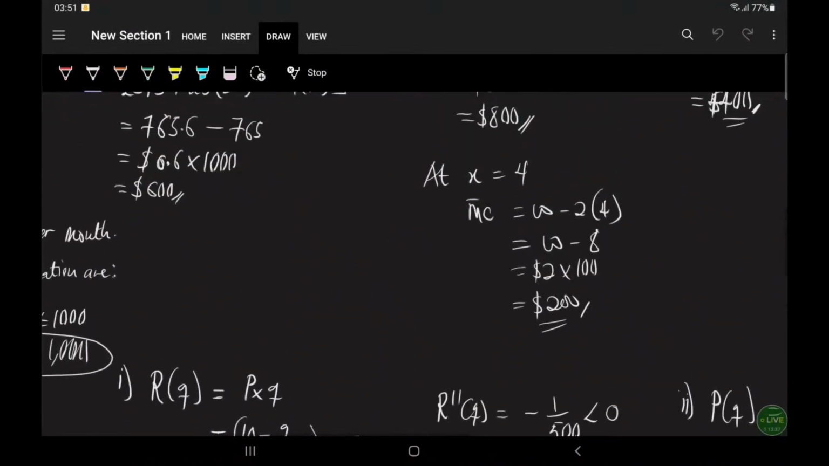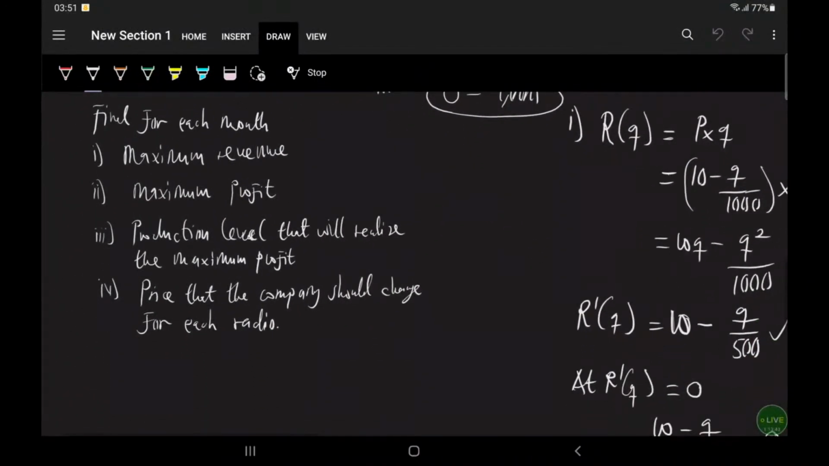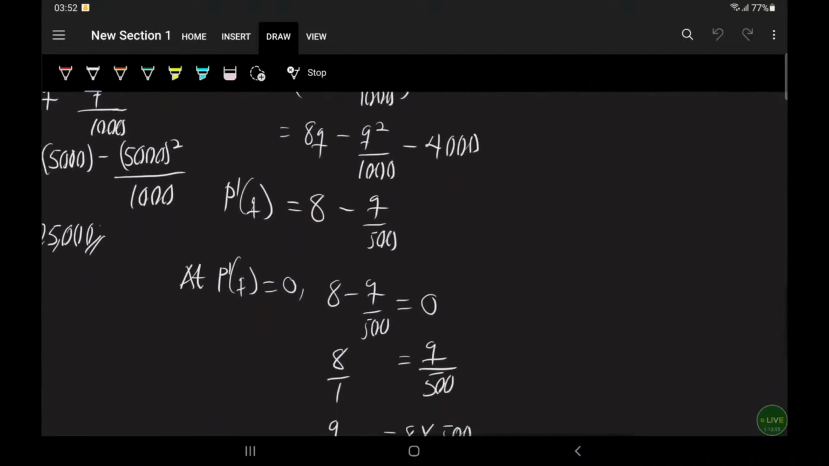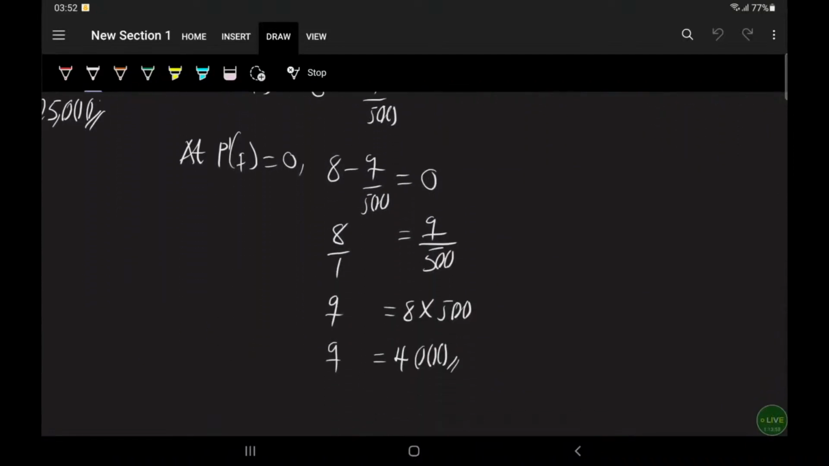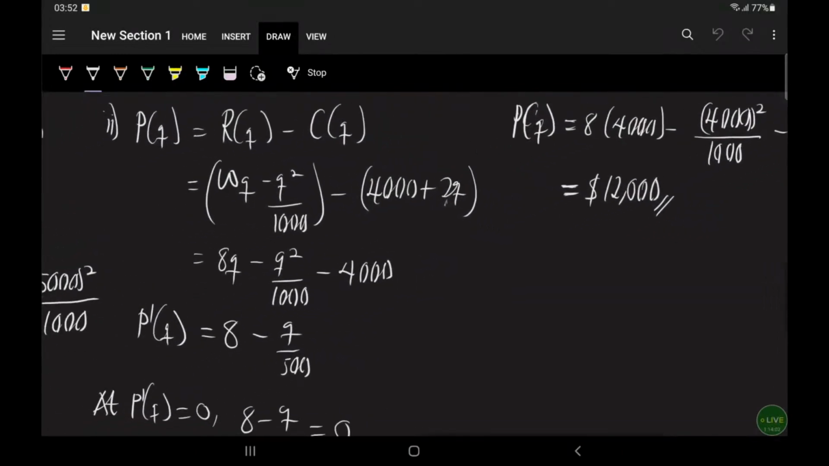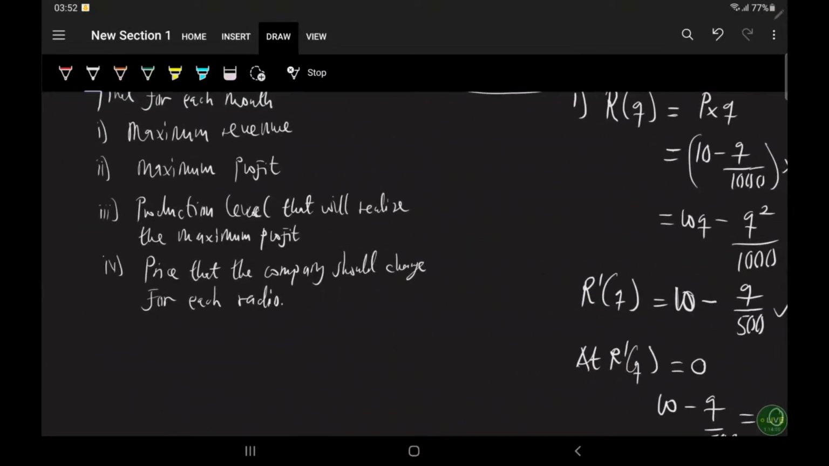Then let's get to the third one. The production level that will realize the maximum profit. So what was the production level that helped us to maximize profit? That's why I defined it here, that the 4,000 that we derived here is the production level that will help us to maximize a profit of 12,000. So they're asking us to find the production level that will realize the maximum profit.